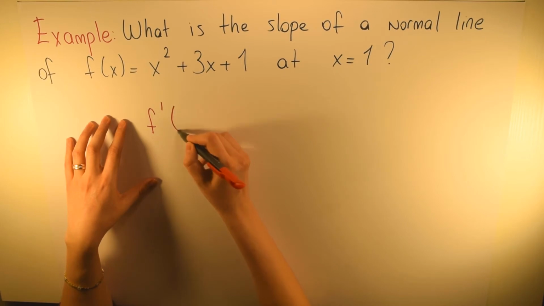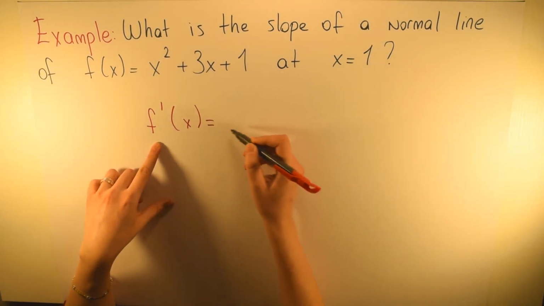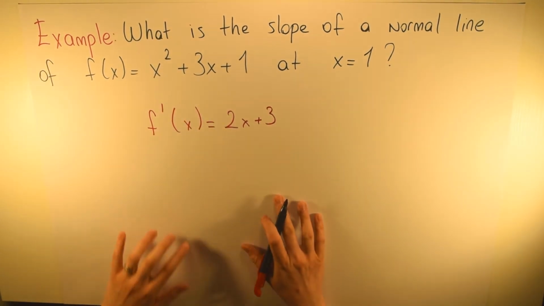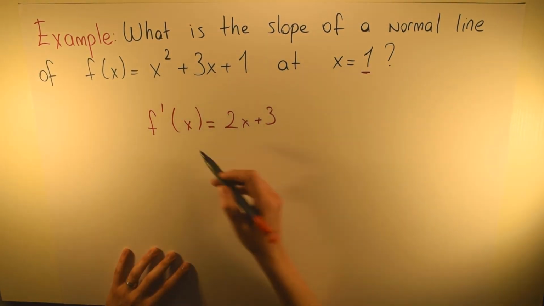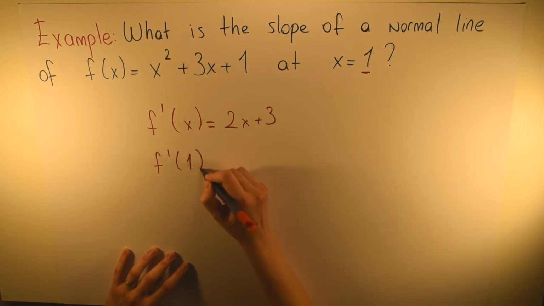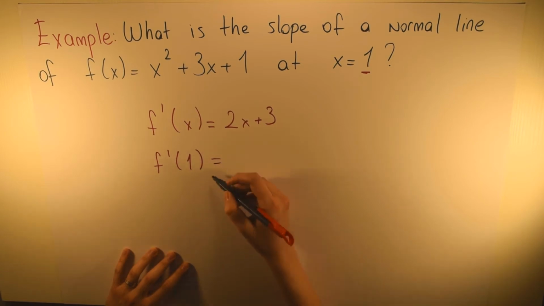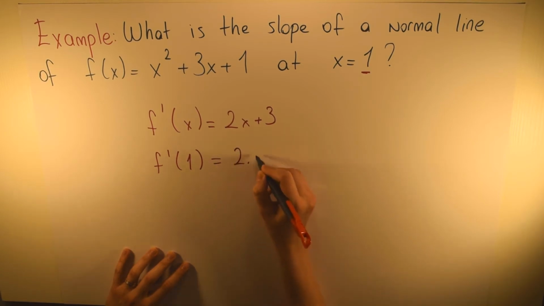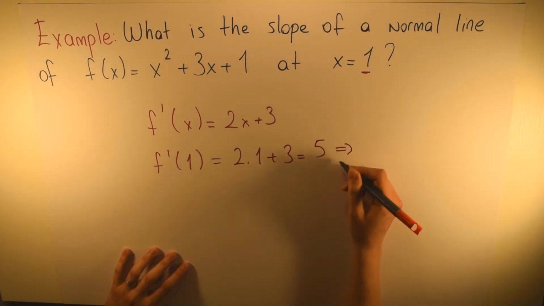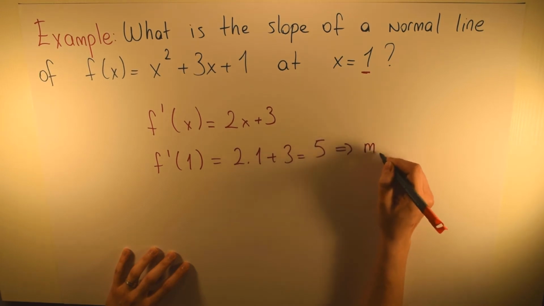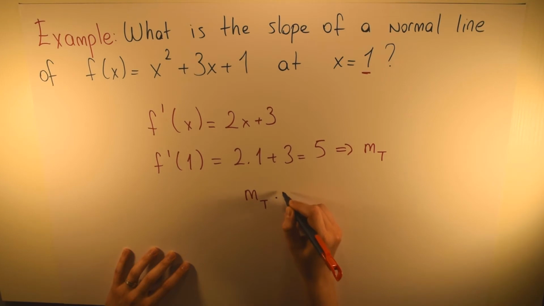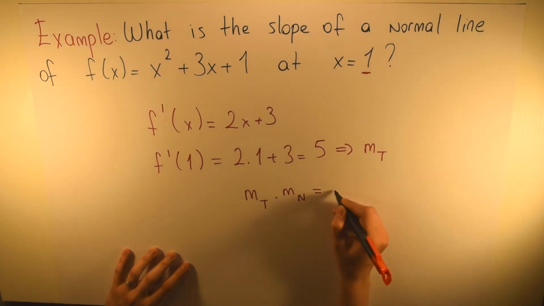The derivative of f of x is equal to 2x plus 3, right? After that we will put 1 instead of x. So this is the derivative of f of x at x is equal to 1. And here we will have 2 times 1 plus 3, which is equal to 5. So this is the slope of our tangent line, which is equal to mt. I know that mt times mn is equal to minus 1.